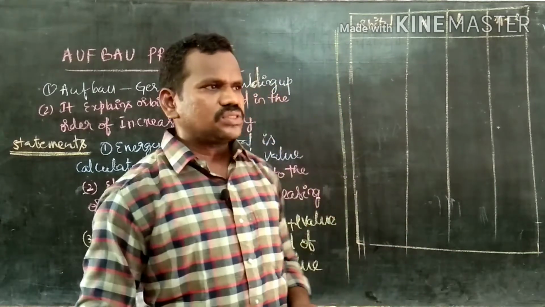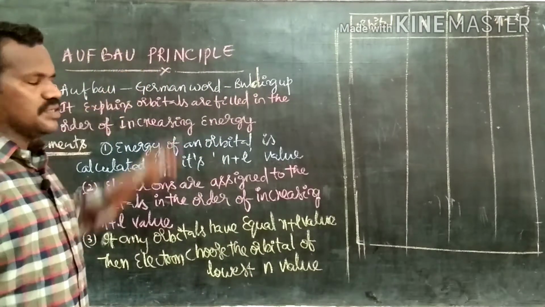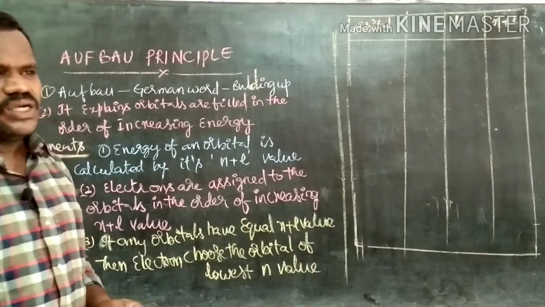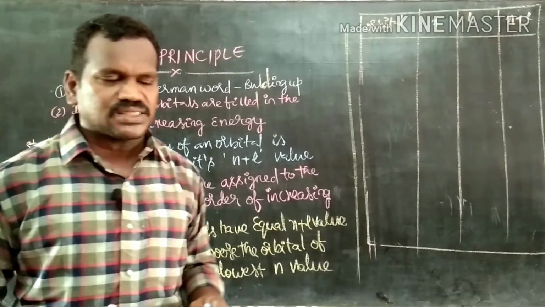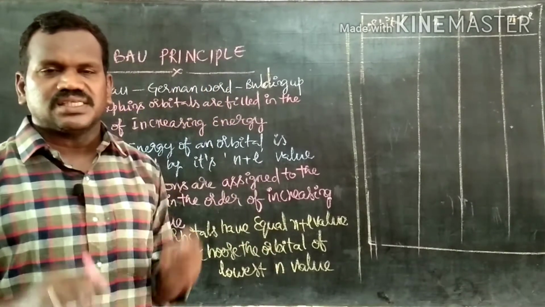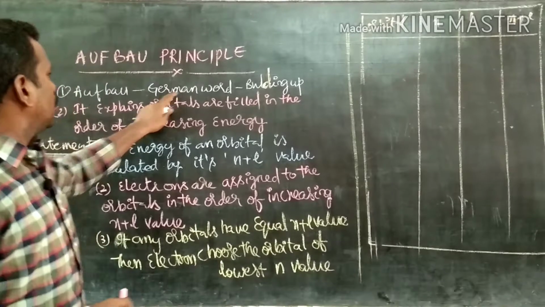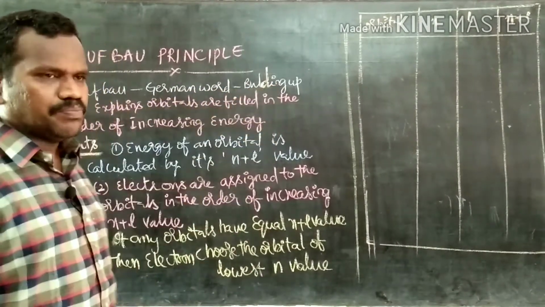Out of those rules, the first principle is the Aufbau principle. Generally, we may think that Aufbau is the name of a scientist. No, it is not the name of a scientist. It is a German word. Aufbau is nothing but a German word which means building up.